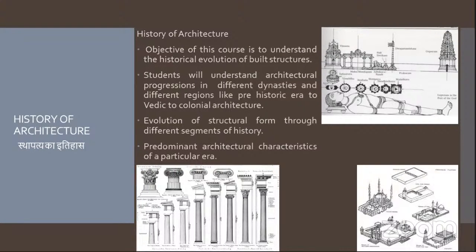Next is the history of architecture. The objective of the course is to understand the historical background of built structures. What is our Indian wisdom of building? You are being taught that. Also taking into account the international history of the Greeks, the Romans, Egypt. So comparing Indian architecture with other architectures of Greek, Roman, Islamic architecture, Mughal architecture. What does Indian architecture comprise of, what are the features of the international architectures, and the characteristics which make Indian architecture very unique from any other style of architecture.